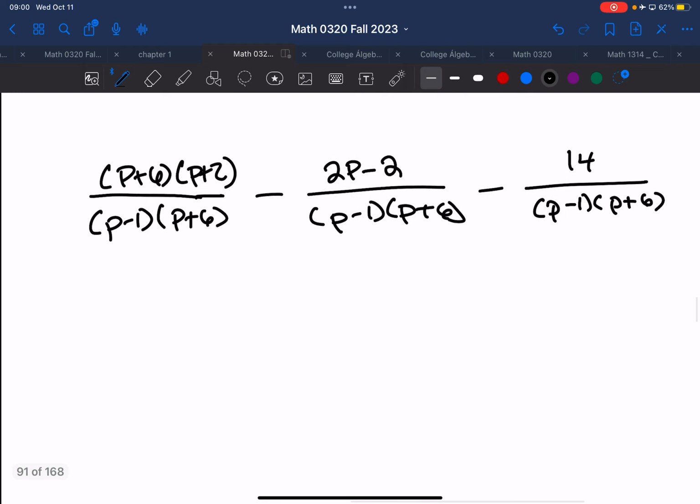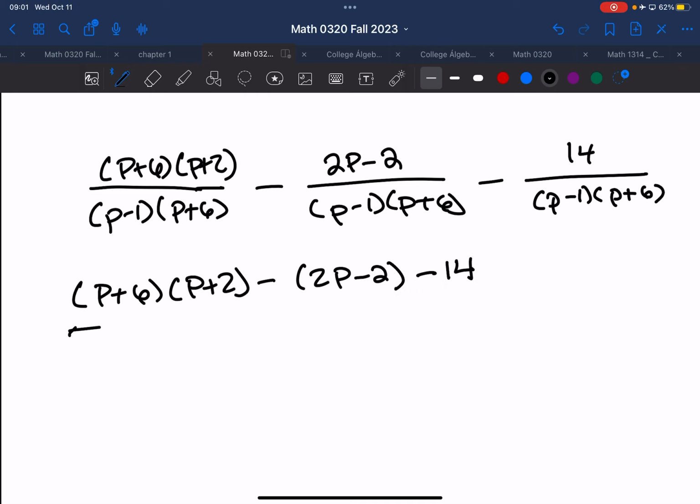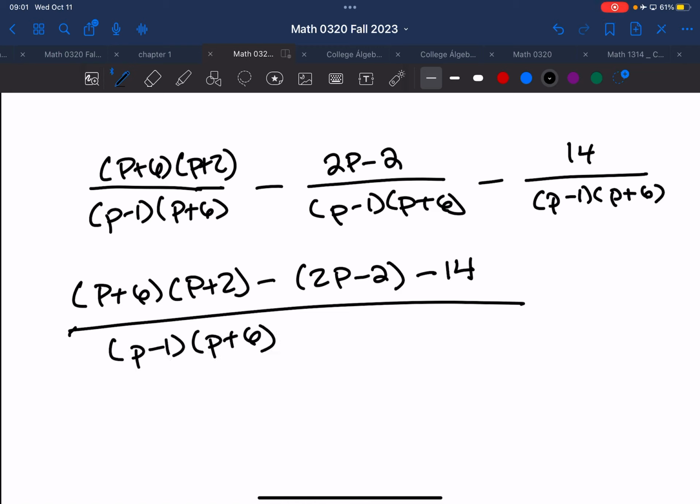Now, I have these new fractions where everything has a common denominator. So now I'm going to subtract every one. So I have p plus 6, p plus 2, minus, I need to put that second one in parentheses, 2p minus 2, minus 14. All over my denominator. Okay.